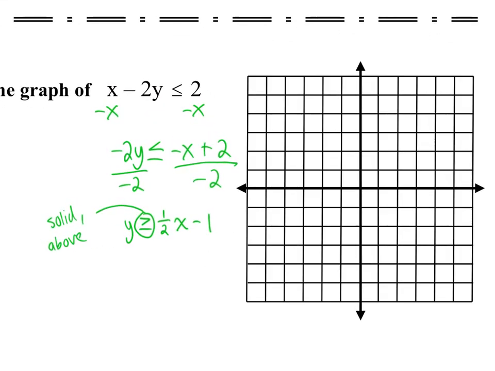So let's graph the line as if it were y equals. It's not y equals, but we're going to graph it as if it were y equals. So what's the first point we graph? The 1/2 or the -1? We graph the -1. We go down 1, put a point.